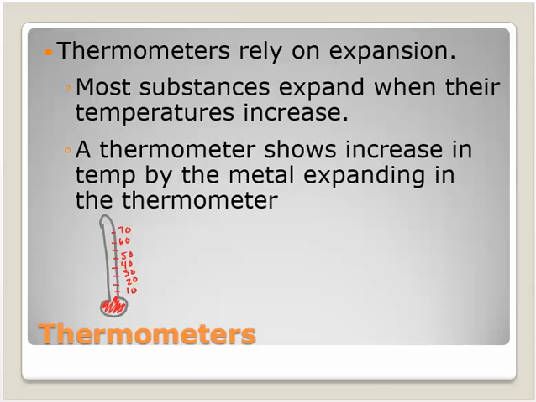Okay, thermometers rely on expansion. Most substances expand when their temperatures increase. A thermometer shows an increase in temperature by the substance expanding in the thermometer. Down here, you've got the substance, and they make it red, but it's really just a dye. And as it heats up, it starts to expand. And because it's expanding, that's how we can tell the temperature.